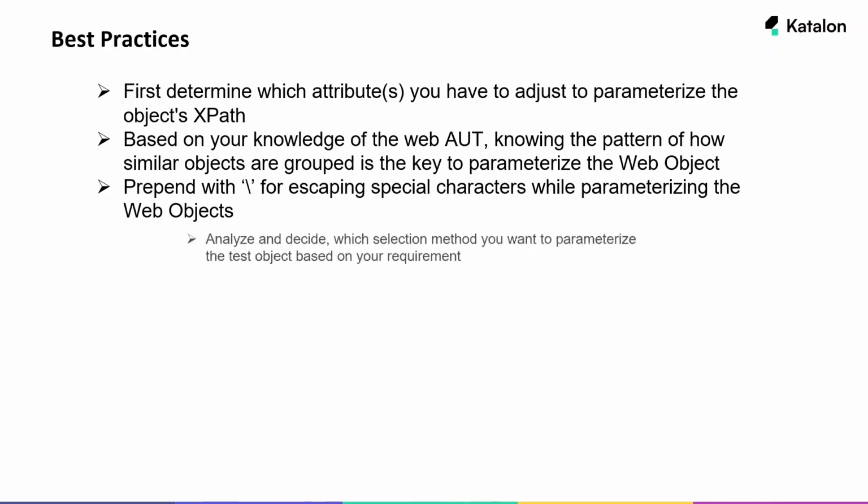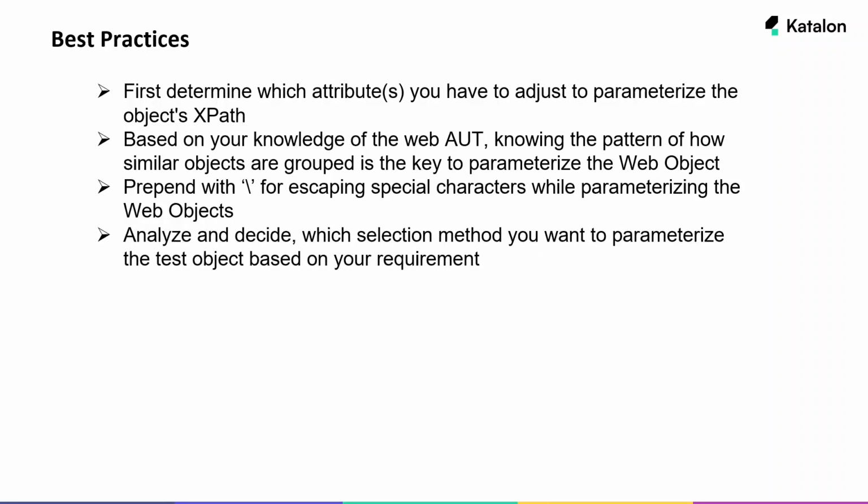And then the next one is, you need to analyze and decide which selection method you want to use to parameterize the test object based on your requirement. What do you mean by that? Basically, do you want to use the selection method of XPath, or the selection method of attributes, or the selection method of CSS? That you need to decide. You need to analyze and decide which selection method you want to use for parameterization of your test object. So this brings us to the end of our lesson.